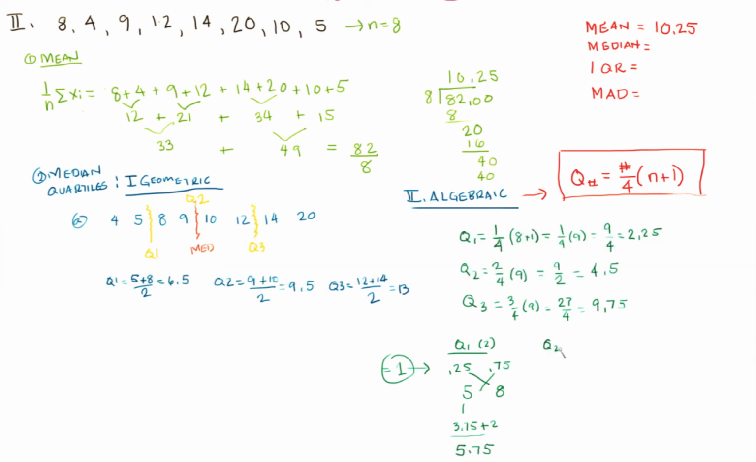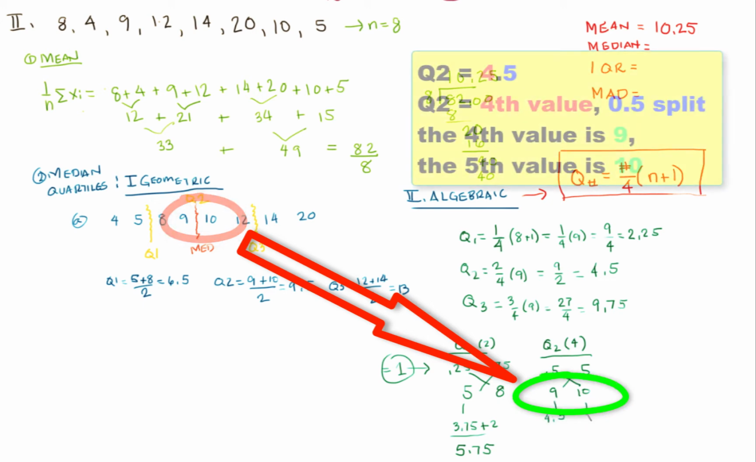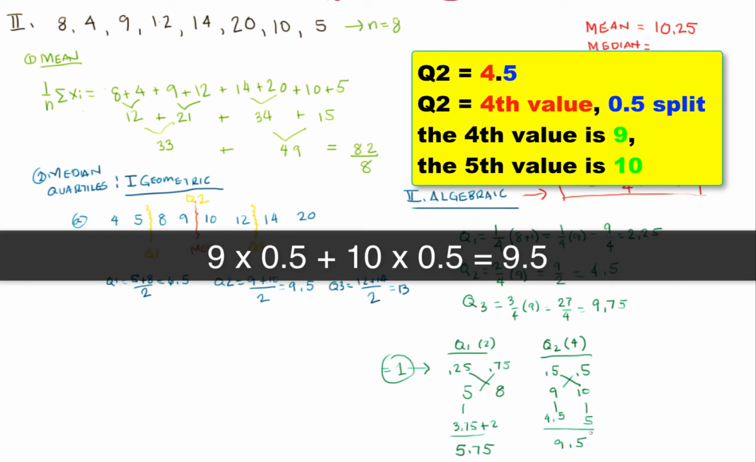You might actually understand it if you think about it. So let's do this again, okay? Our quartile 2 has a 4 and then a 0.5. And then we get our 4th and 5th values, which are 9 and 10. We cross multiply again, and we get 9.5.